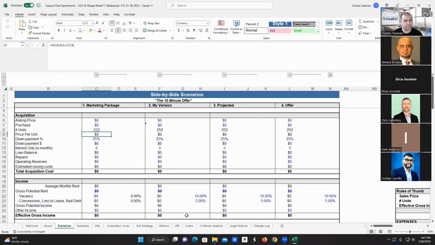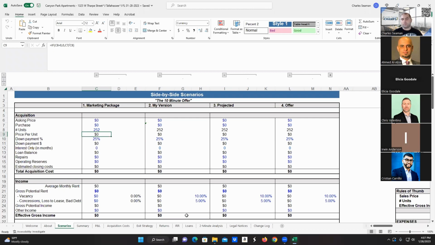So for anybody unfamiliar with the tool, we use the syndicated deal analyzer for the underwriting in these sessions. And you'll notice there's certain fields that are in blue and certain fields in black. The ones in blue are designed to be edited. The ones in black have formulas in them.